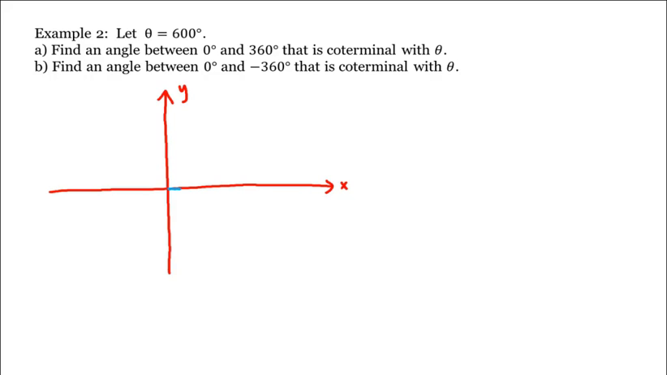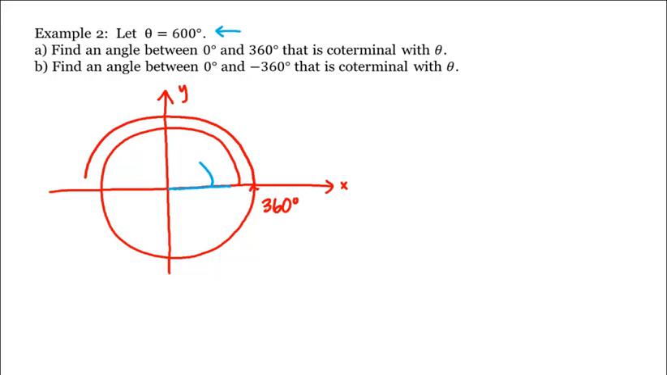Its initial side will be the positive x-axis. And because this angle here is positive, we're going to start rotating in the counterclockwise direction. But how far do we go? Well, one complete revolution measures 360 degrees. So if we go another 180 degrees, where are we? Well, 360 degrees plus 180 degrees is equal to 540 degrees. So this angle here would be 540 degrees.